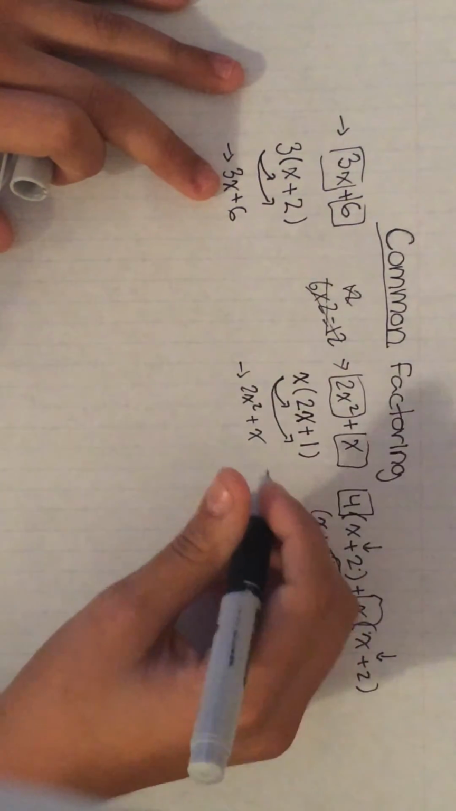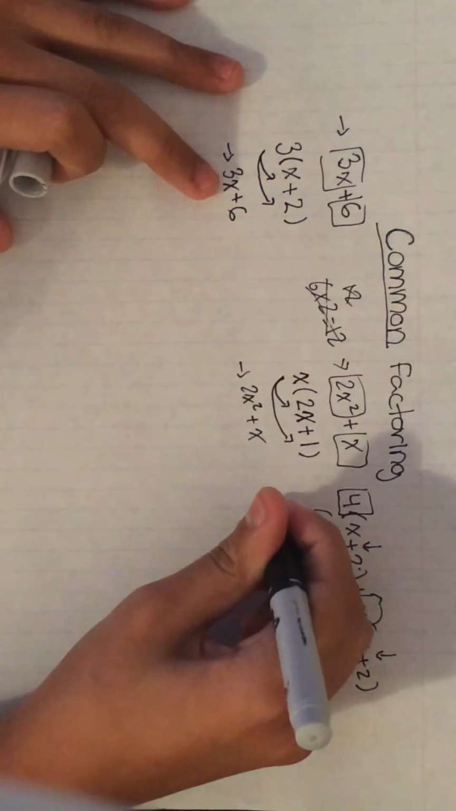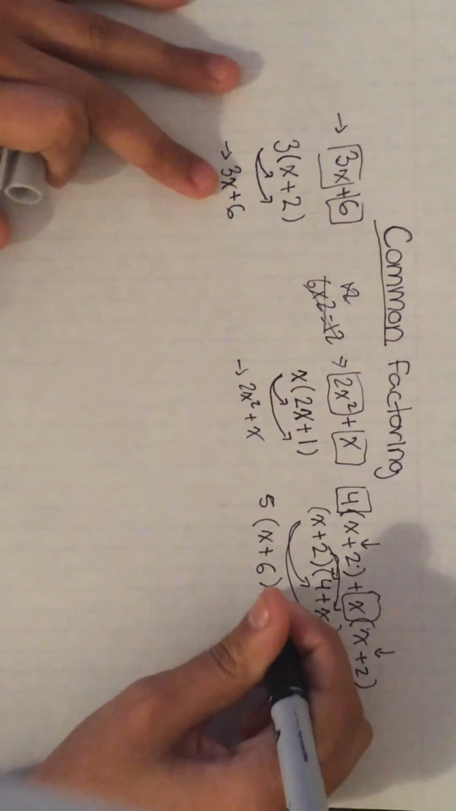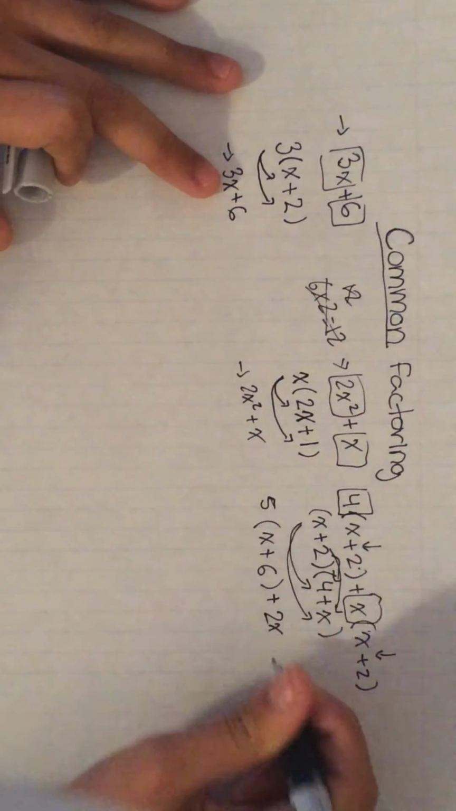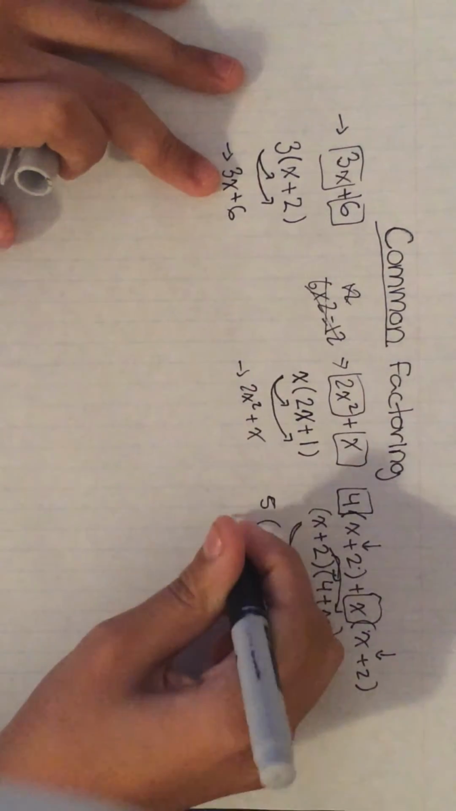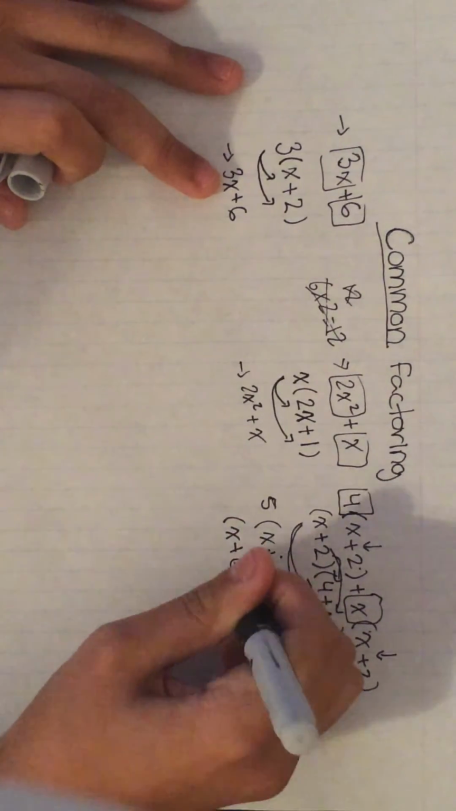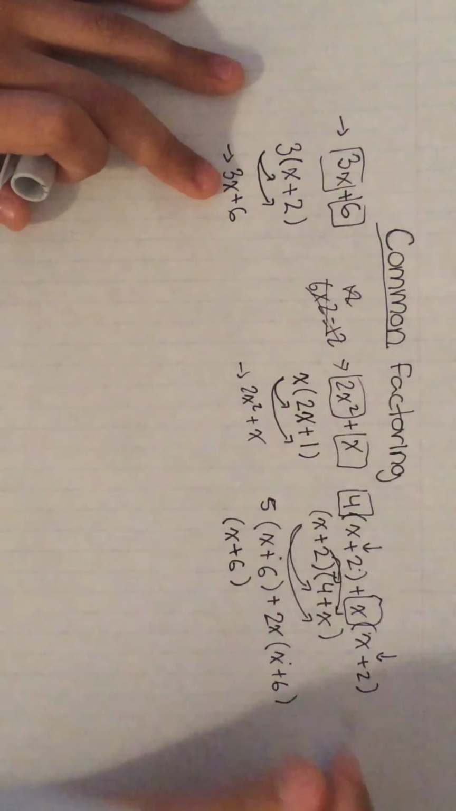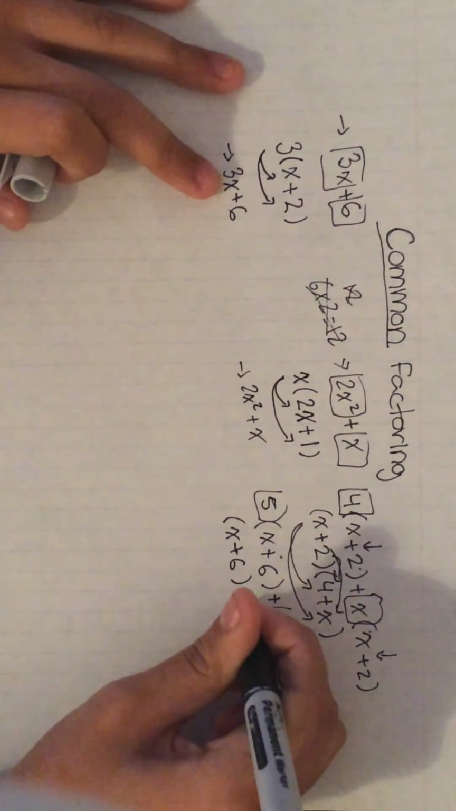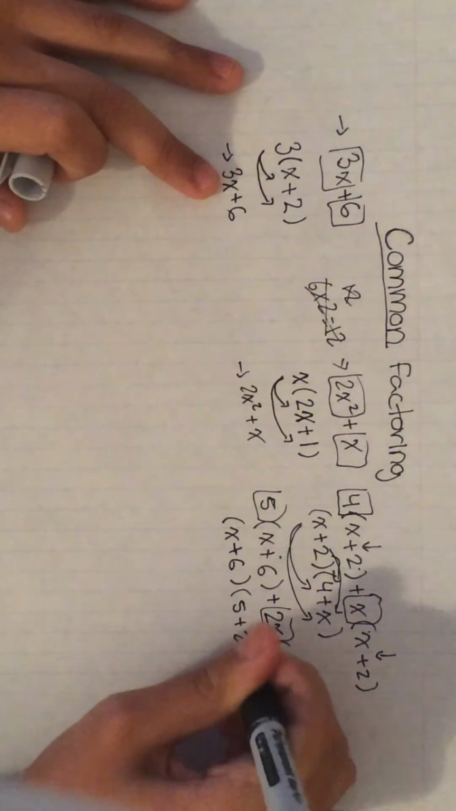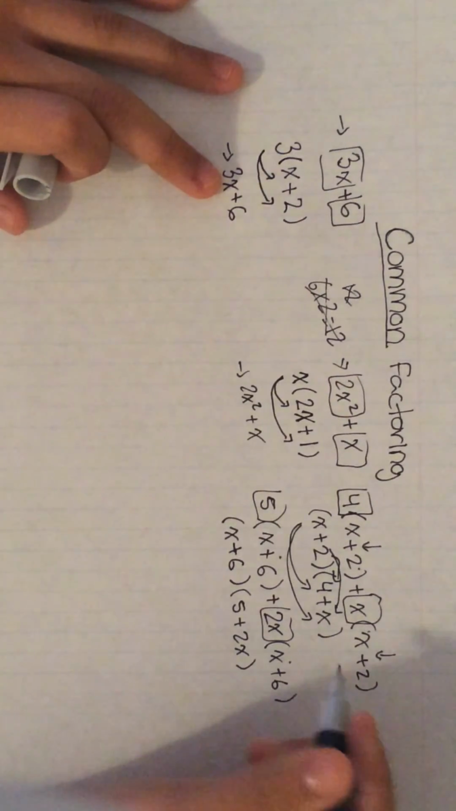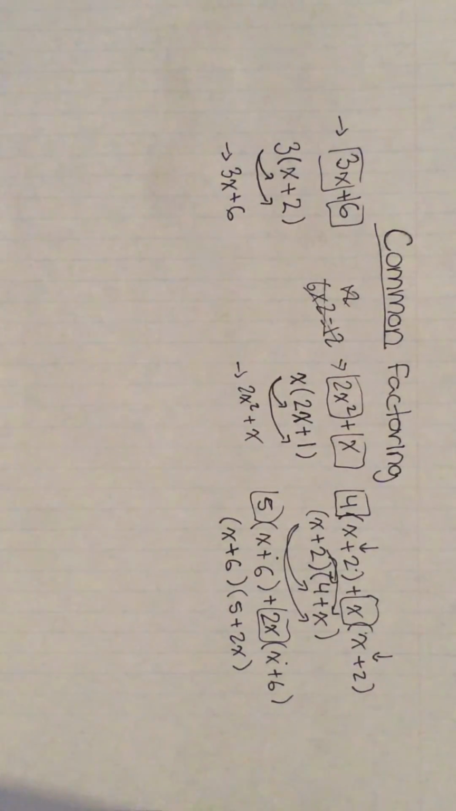If you want another example, I'll give you one. Let's say 5x plus 6 plus 2x, x plus 6. So you see, these two are the same, so you're just going to bring it over here, okay? Because they're the same, you don't change it, you just bring them down there. And then you're going to get your left out terms here, so it's going to be 5 plus 2x, and then that's it. Then you expand to solve and simplify. Okay, and then that's basically common factoring.